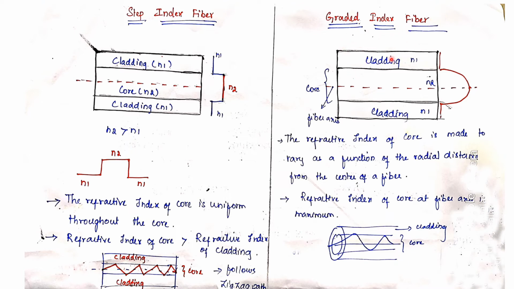In graded index fiber, the refractive index value is not uniform. We have different refractive index values. In the fiber axis, we have the maximum refractive index value. At the edge of the core, we have a lower refractive index. It is gradually decreasing. So that is the main difference between graded index fiber and step index fiber. In step index fiber, the refractive index value is uniform, constant, but in graded index fiber, the refractive index value is not constant, it is gradually decreasing, right? And this is the signal propagation inside the fiber core. It follows a sinusoidal path.